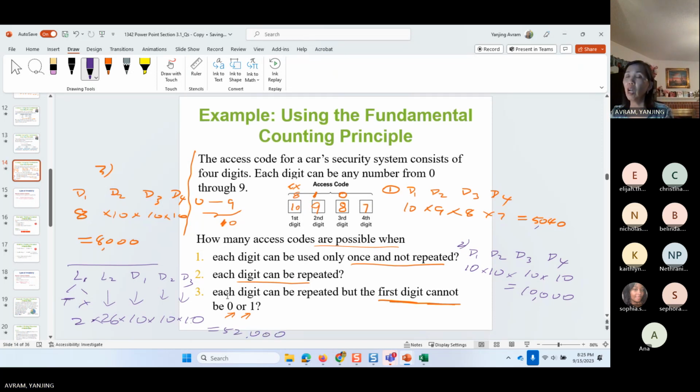52,000. Look at that. So if I want the first letter to start with either T or X, that means I only have 2 possible outcomes. The second letter can be anything, so that's 26 from A through Z. And the digits you can repeat, so each digit is going to have 10 possible choices. You multiply them together, so you're going to have 52,000 possible outcomes. All right, so that is called the basic counting principle.